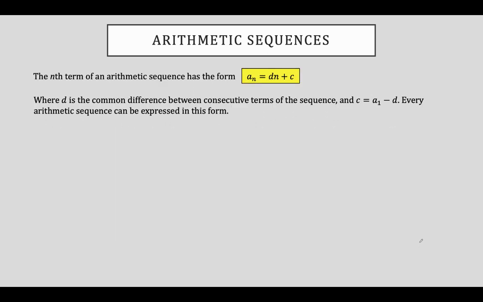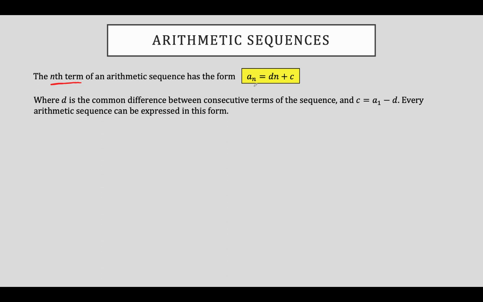Now, the nth term of an arithmetic sequence has the form a subscript n is equal to dn plus c, where d is the common difference between consecutive terms of the sequence, and c is equal to a1 minus d. Every arithmetic sequence can be expressed in this form. So here, we're going to be given a few terms, and we're going to have to come up with an expression for what is known as the nth term of the arithmetic sequence.